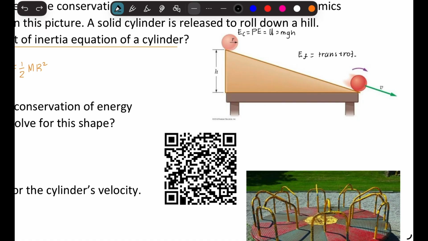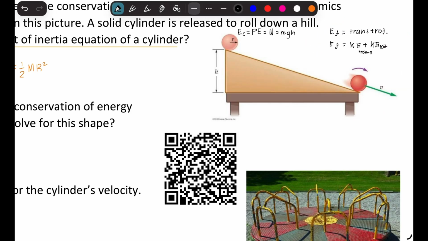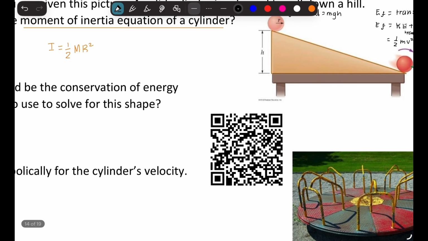To represent this, we can write that our final energy EF is equal to the translational kinetic energy and also the rotational kinetic energy. So it's all kinetic energy at maximum down here. Basically, you can write this as the respective formulas: 1/2 mv squared plus 1/2 moment of inertia omega squared. And we can use energy conservation.